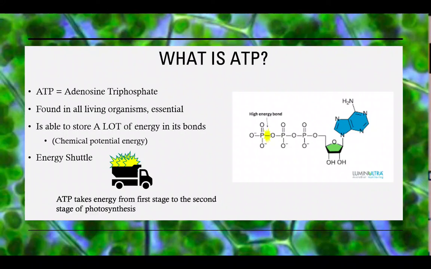And really ATP, the essential part of it in photosynthesis, is it takes the energy from the first stage, that sunlight energy, it's able to capture that and take it to the second stage of photosynthesis, where glucose will then come into play. Okay, so we'll talk about glucose in the second stage tomorrow, but for now, this is the first stage of photosynthesis.